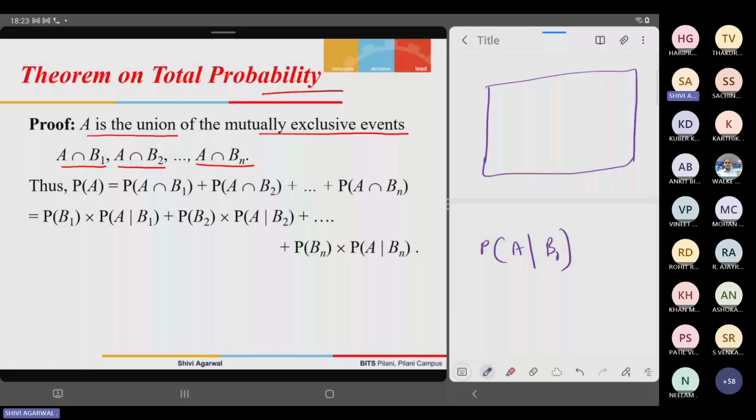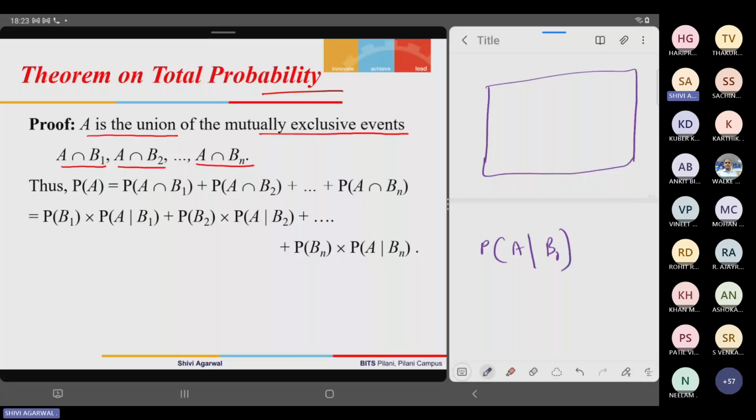So there is some more impact on the event A from the event B1, because B1 has already occurred. That has some effect on the event A, so the probability will change. The probability of A is not equal to the probability of A given B1. Okay, fine.